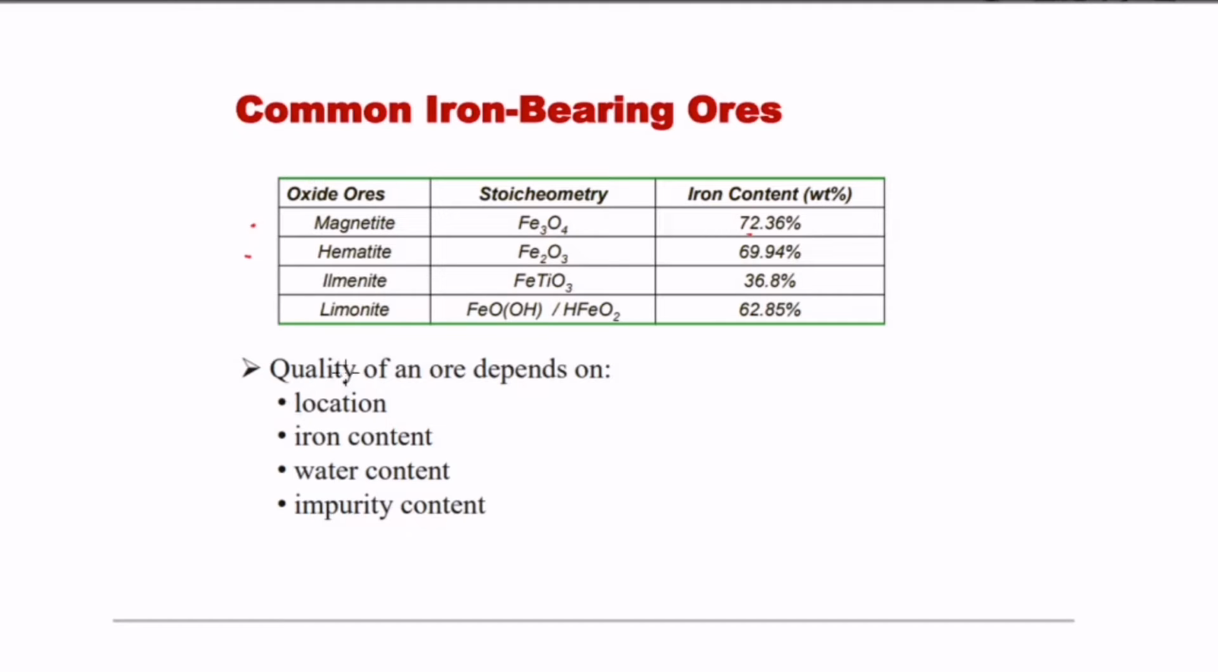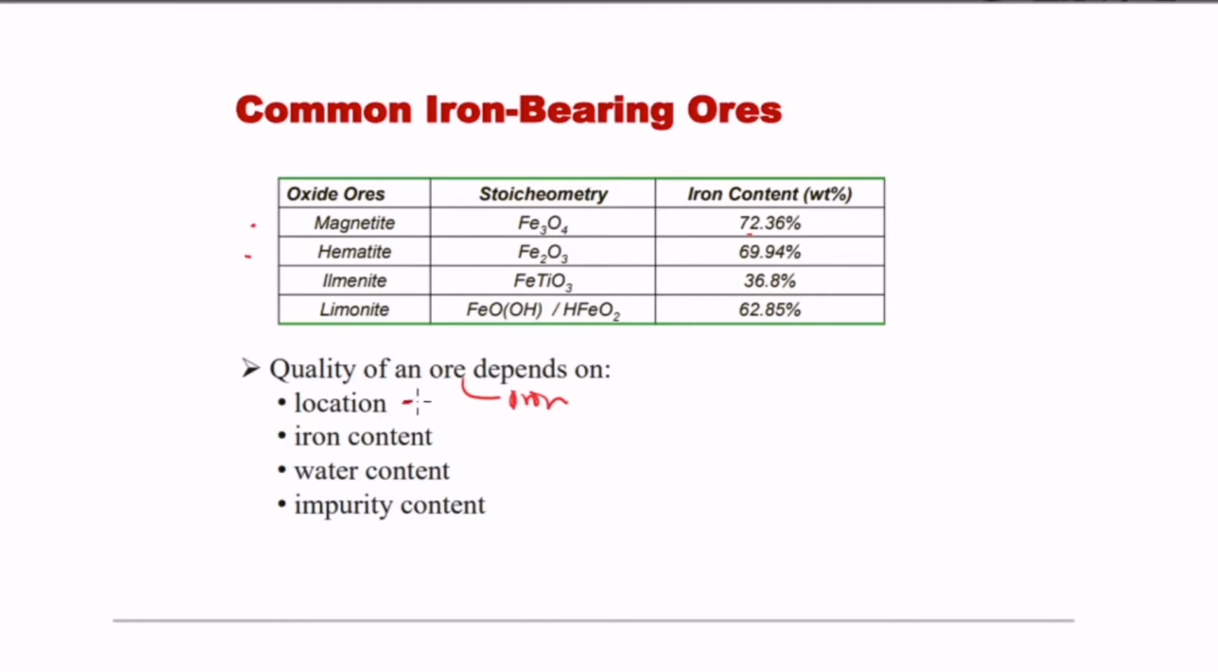Now let's look at something important here. The quality of an ore depends on, in this case, the ore we are looking at is the iron ore. So the quality of an iron ore depends, first, on location. Why does it depend on location? Different regions have varying geological conditions affecting the overall composition and the quality of the iron ore found in those areas. So due to the geological conditions, the quality of the iron ore might differ from location to location.